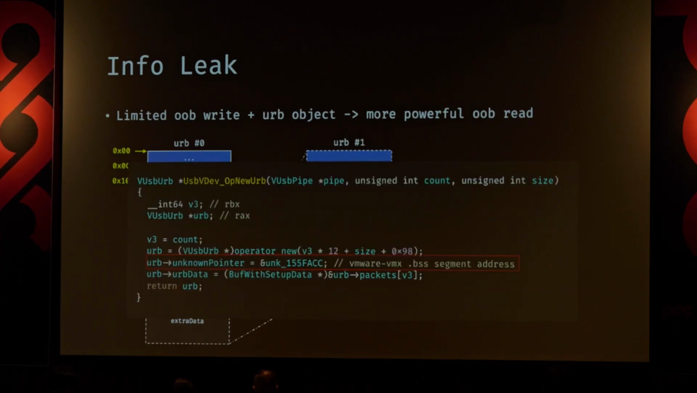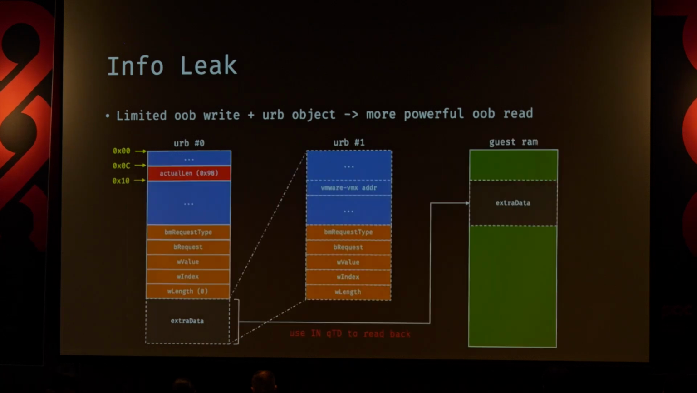Crucially, the URB structure contains a member which is initialized to a data pointer during URB creation time. This pointer will point to a specific location in the BSS section of VMware's process. Then by submitting a USB transfer descriptor whose packet identification type is IN, the emulated USB device will copy URB0's extra data into guest memory. Since URB0's extra data is just the object URB1, this will successfully leak the base address of the VMware process.